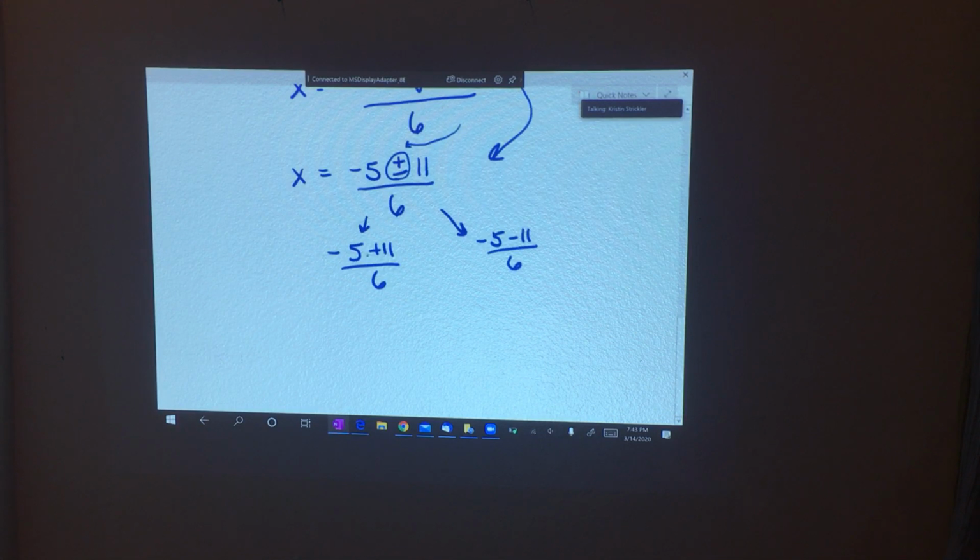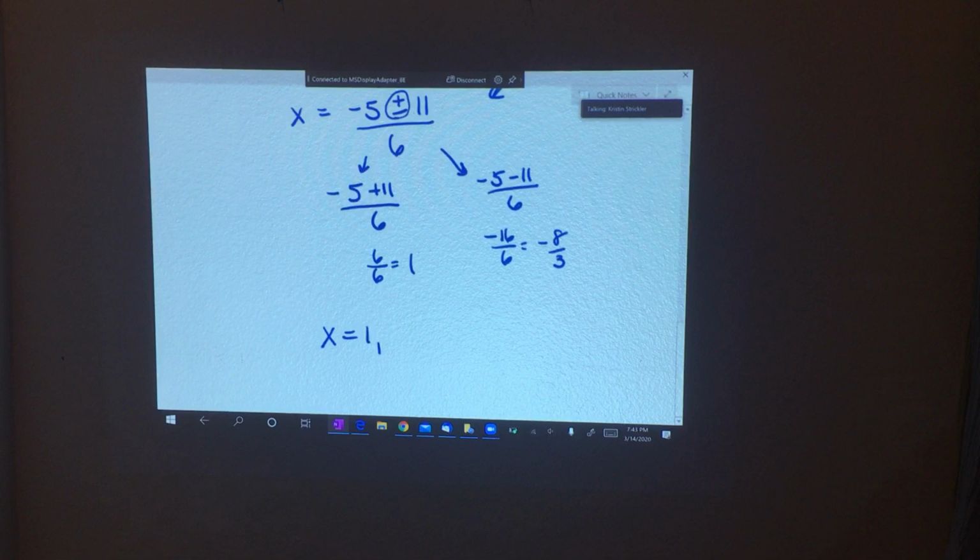So negative 5 plus 11 is 6 over 6, and that reduces to 1. And negative 5 and negative 11 is negative 16 over 6, and that becomes negative 8 over 3. So I have two answers, x equals 1 and x equals negative 8 over 3. With something like this, using magic x, we could use bottoms up, we would get that. It's hard, but this is the catch-all. And that's the answer. Okay, so we're going to keep going and do another one.